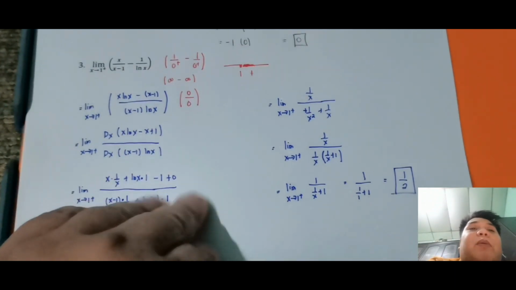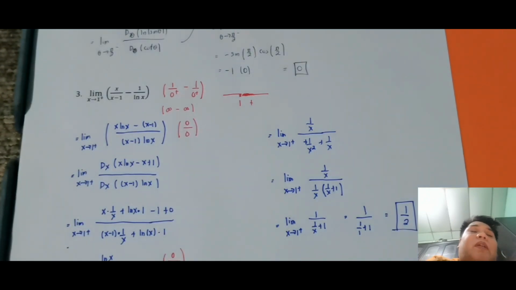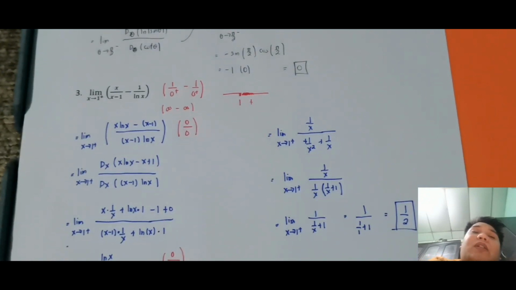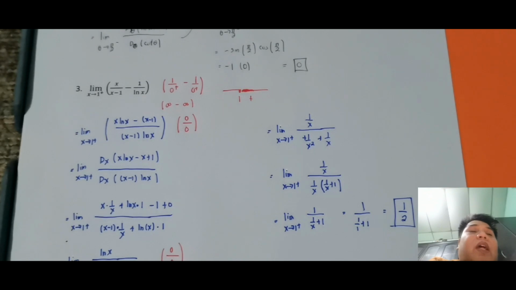So again, para mapunta tayo sa pag meron tayong infinity minus infinity, ang gagawin lang natin dyan is manipulate algebraically, then saka siya magiging 0 over 0. Hindi ka pwede mag-apply ng L'Hopital's rule hanggat hindi siya 0 over 0 or infinity over infinity. Nasa sayo kung ano yung diskarte mong gamitin sa kanila.